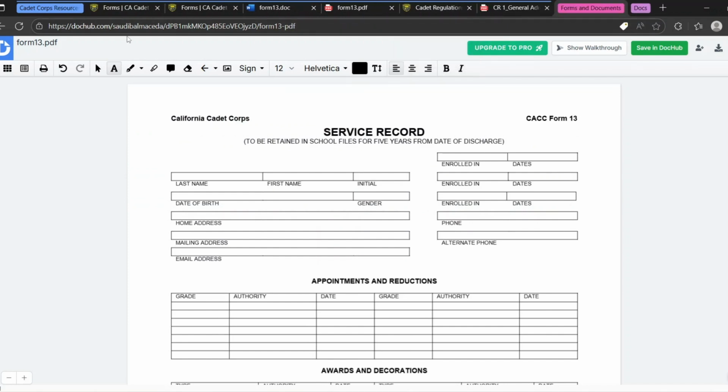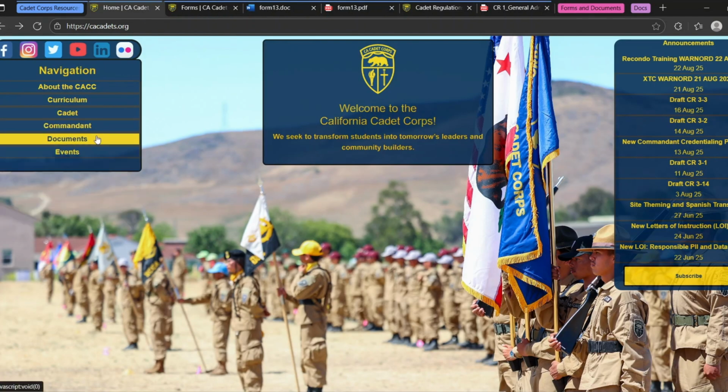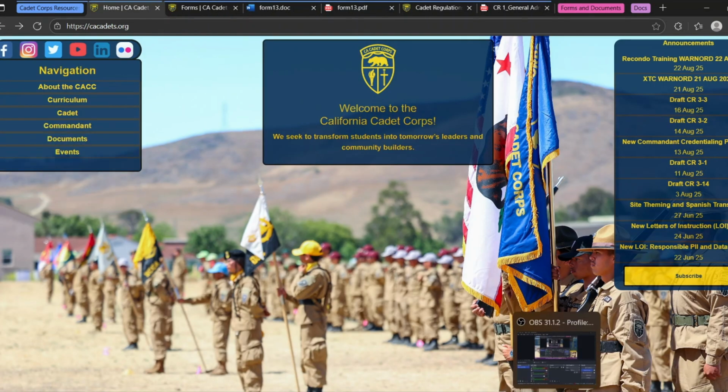The 201 file is going to be a little bit different because it's not exactly something you always fill out online, especially with my home unit. We fill those out in person. But we're going to be going over all of the basics on how to fill out your 201 file and your Form 13. Let's get started.